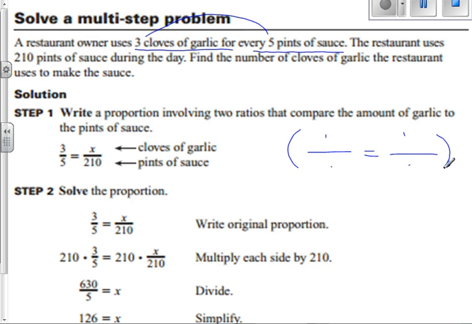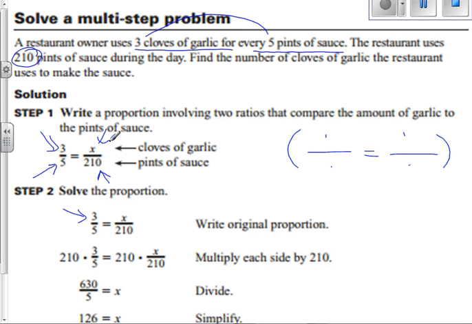So if I look at this, I have 3 cloves of garlic to 5 pints. And then they say the total is 210 pints. That's the 210 pints, so they want to know the total number of garlics. Since I know the relationship, a proportion is 2 equivalent ratios, so you just set it up: 3/5 is equal to x over 210, and then you have multiple ways that you can solve it.